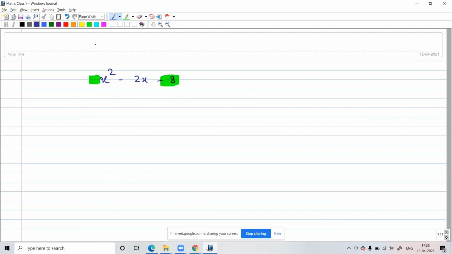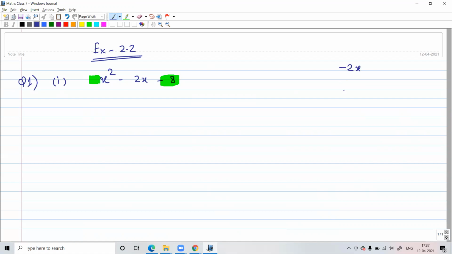Okay, so this is exercise 2.2, question number 1, and the first part of that. You have to find the zeros and then verify the relation between coefficients and zeros. So anyone who has solved it, tell me what we need to do. Sir, minus 2x can be written as minus 4x plus 2x, like splitting the middle.